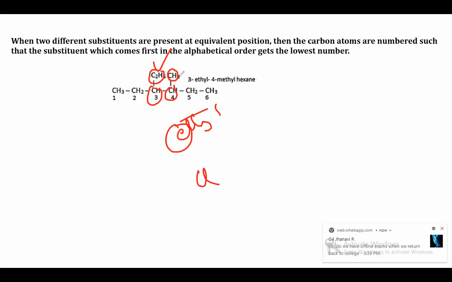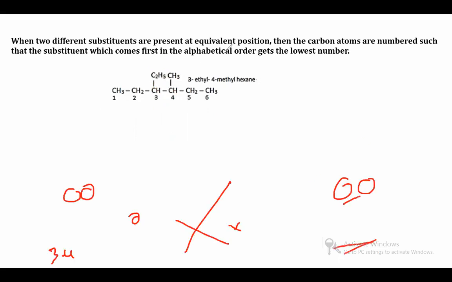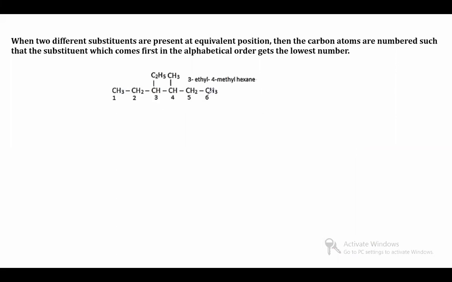What happens if we give the number from that side? If we give the number from that side, we count 1, 2, 3, 4, so 3 methyl, 4 ethyl. But numbering should follow alphabetical order, so whichever comes first alphabetically gets the lowest number. Here it is 1 2 3 4, 1 2 3 4. Ethyl should get the lowest number.